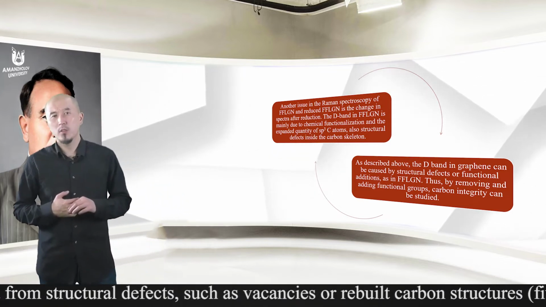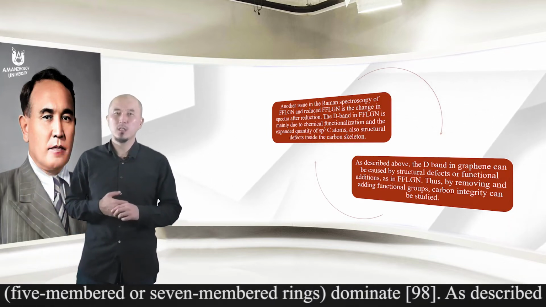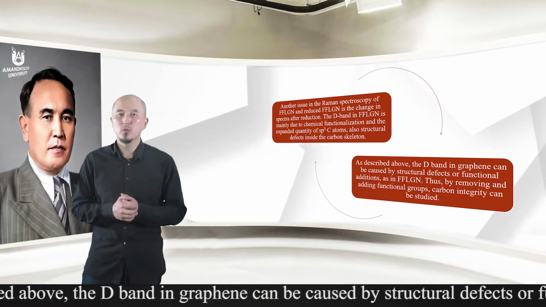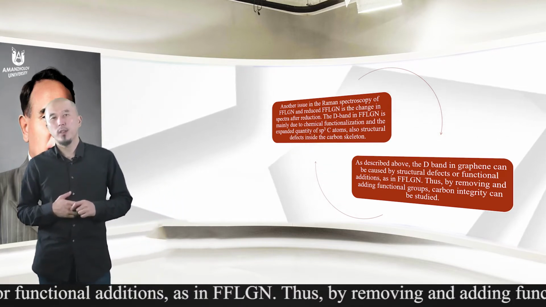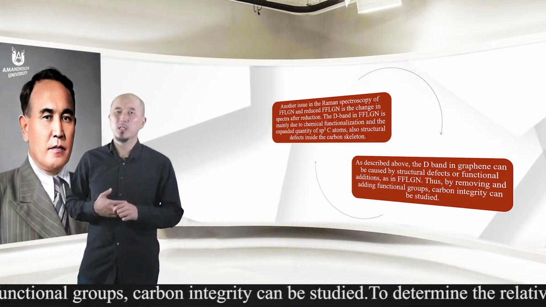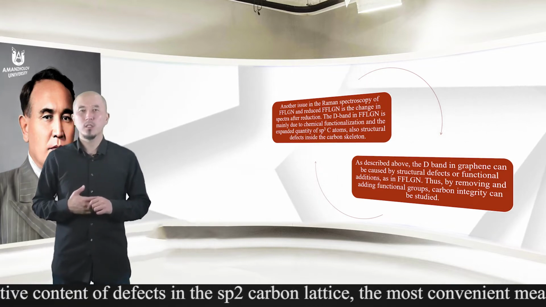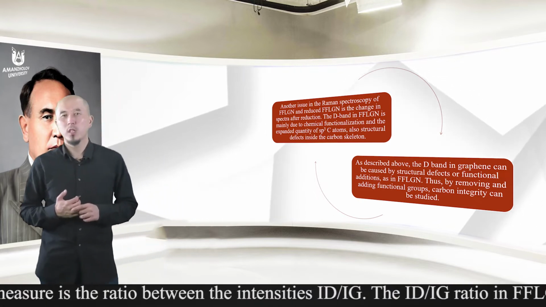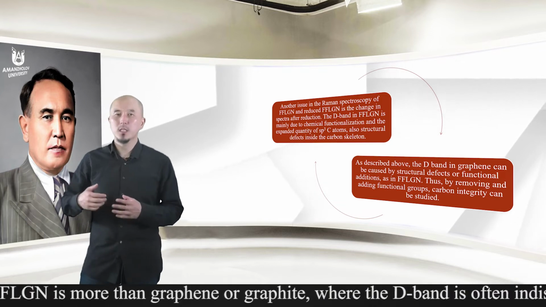Another issue in the Raman spectroscopy of FFLGN and reduced FFLGN is the change in spectra after reduction. The D band in FFLGN is mainly due to chemical functionalization and the expanded quantity of sp3 C atoms, also structural defects inside the carbon skeleton. Functional groups are removed by reducing from the surfaces and from structural defects such as vacancies or rebuilt carbon structures. 5-membered or 7-membered rings dominated.